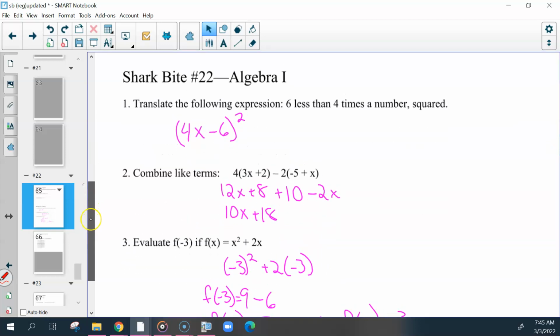For number 1, you need to translate the following. 6 less than 4 times a number, and then all of it is being squared. So 4 times some variable minus 6, and then in parentheses, everything's squared. Questions on that first one?